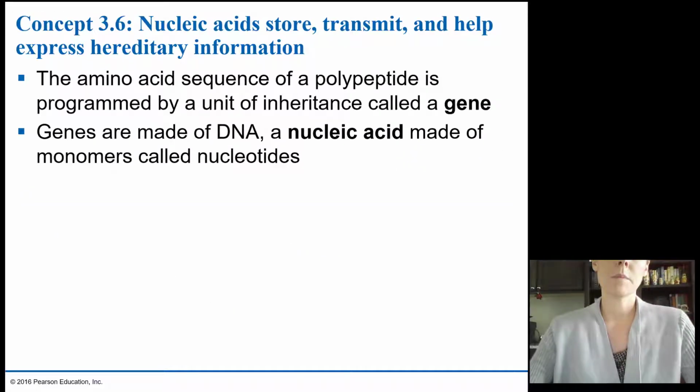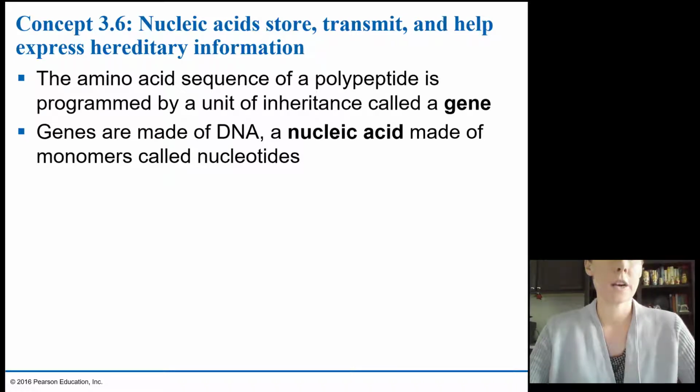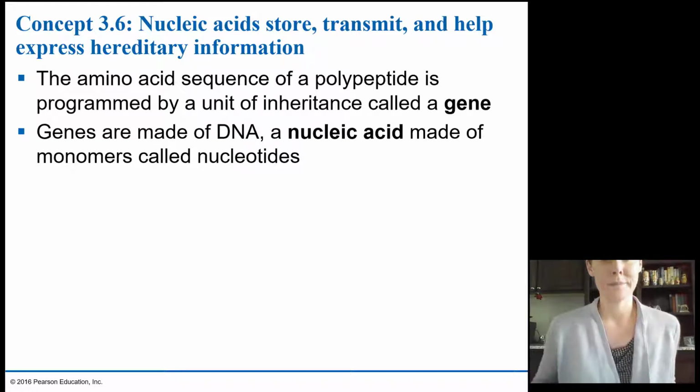The last carbon-based compound that we are going to talk about in macromolecules, and that you need to know, are nucleic acids. Nucleic acids are really important molecules. They store, transmit, and express hereditary information for us. Without nucleic acids, we wouldn't have DNA.